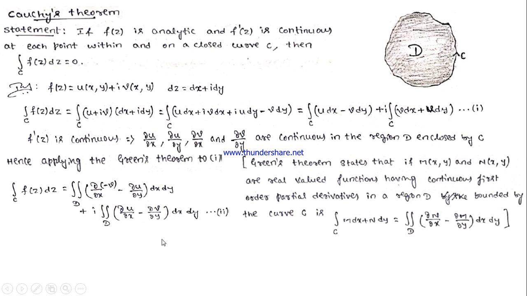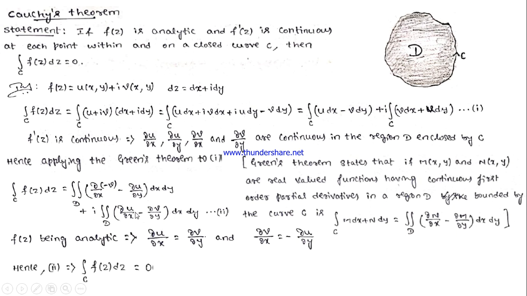So now observe this carefully, and they have given one more condition, f of z is analytic. What is the meaning of f of z is analytic? u and v satisfy the CR equations. Observe it carefully, dou u by dou x is equal to dou v by dou y. As a result, the difference between these two becomes 0. And you will find dou u by dou y is minus dou v by dou x. So it will be minus dou v by dou x plus dou v by dou x, which cancels again. So this will end up with the integration of f of z over the closed curve C being 0.